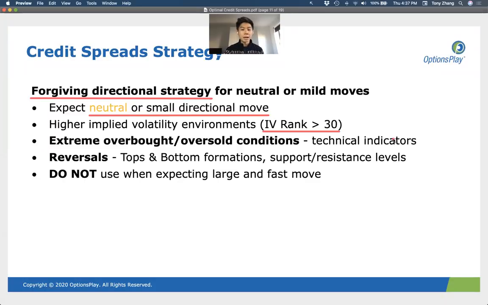But generally speaking, any IV rank above 30 is considered relatively high, and anything above 50 is considered extremely high. So if you see an IV rank above 50, that has a much higher probability of giving you better returns than IV ranks below 30.